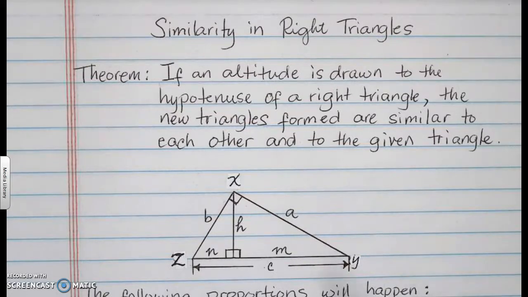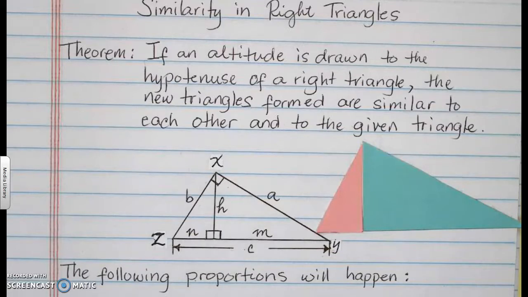So in other words, if you have triangle ZXY, and you draw an altitude from the vertex where the right angle is towards the hypotenuse, the three triangles are all similar. This small one is now going to be similar to this medium-sized one as well as the overall right triangle.